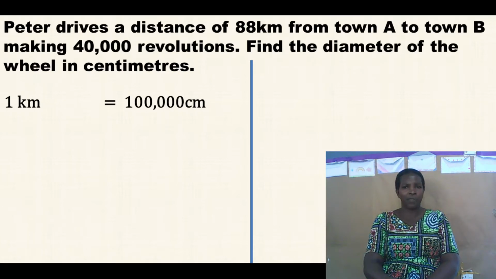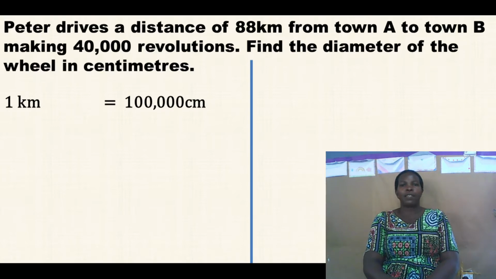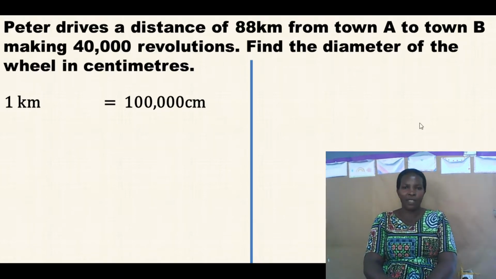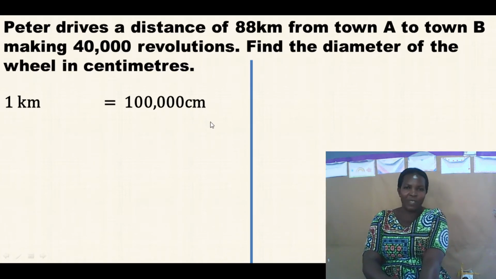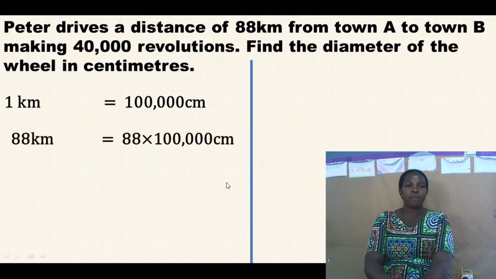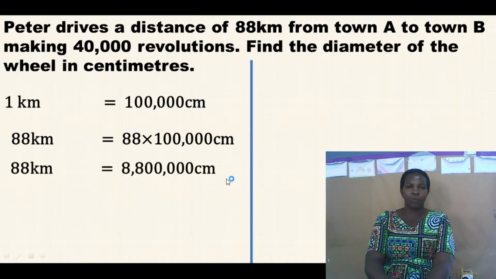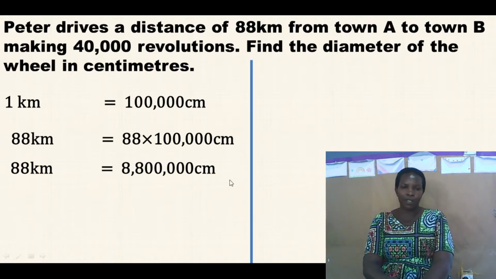Now, looking at Peter driving the distance of 88 kilometers from town A to town B, making 40,000 revolutions, the question says, find the diameter of the wheel in centimeters. Still, we shall convert the distance, the 88 kilometers, into centimeters, whereby 1 kilometer is equal to 100,000 centimeters. We change the 88 kilometers into centimeters, which will equal 88 times 100,000 centimeters.